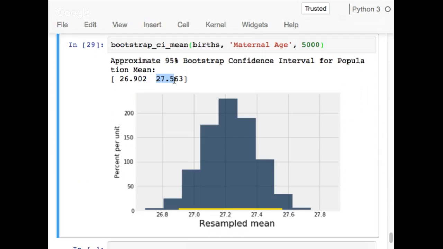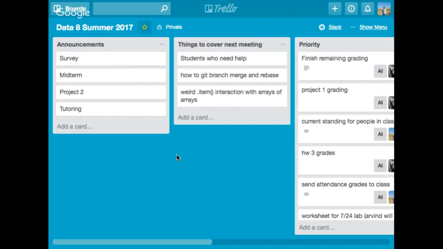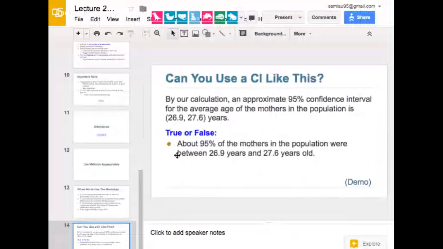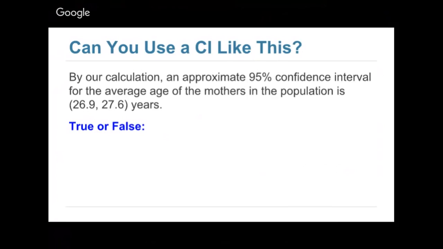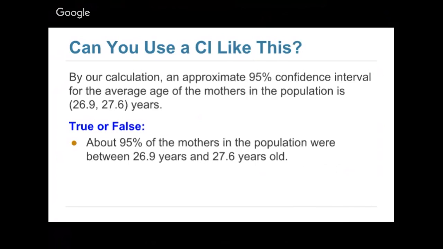Okay? So how do I interpret that? Let me go back to my question. My confidence interval was something around that, so 26.9 to 27.6. True or false? About 95% of the mothers in my population were between 26.9 and 27.6. Talk it over with your partner.